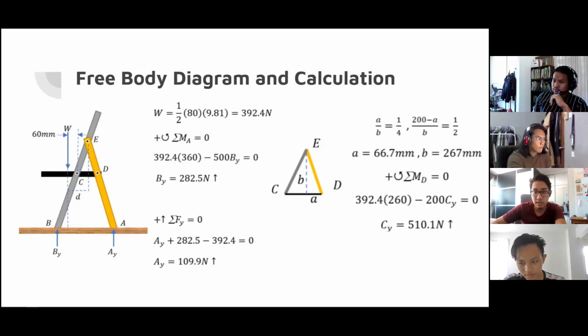So 392.4 times 260 minus 200 Cy equals 0. Then we get Cy, which is 510.1 newtons. Next slide.